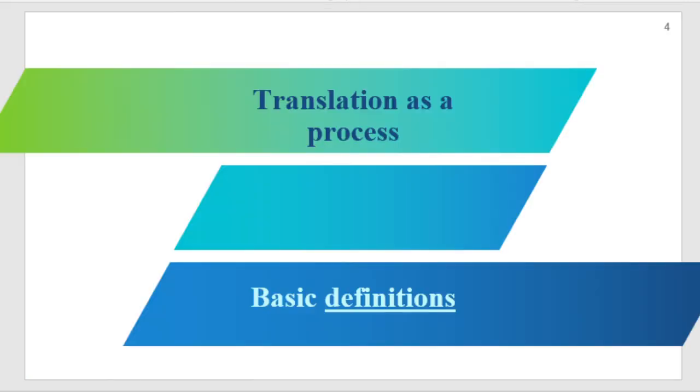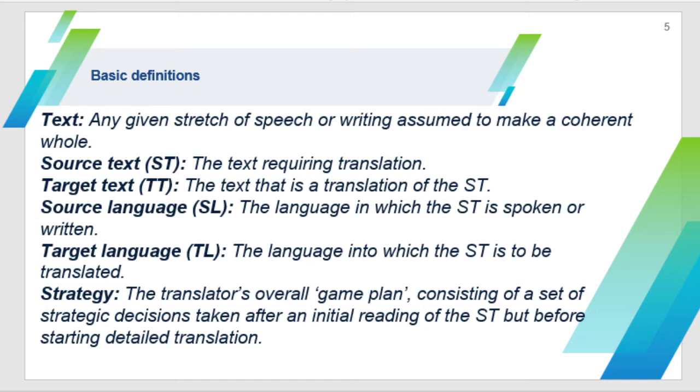So, starting with the basic definitions. The text is any given stretch of speech or writing. So it is very simple. And what are the source text and target text? The source text is the text requiring translation, and the target text is the text that is a translation of the source text. So it's very simple.